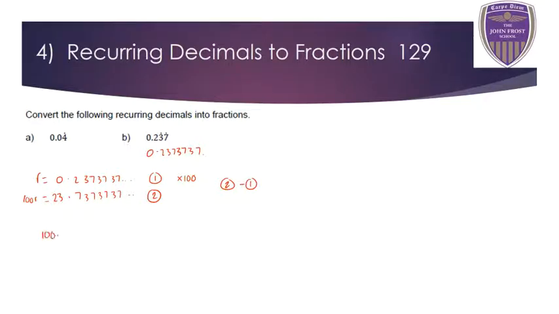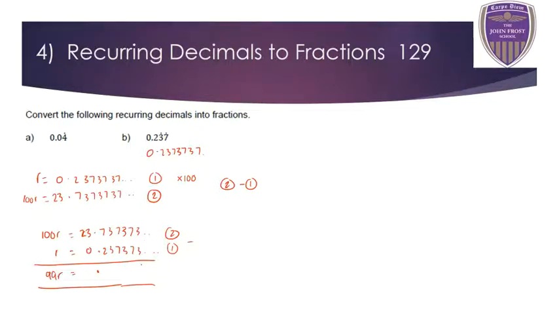So I'm just going to rewrite these out in the correct order. 23.7373, okay, and the first one, R equals 0.237373, etc. Okay, so we're going to subtract these now. Like the first example, we've got our equals in the correct position. We've got our decimal point in line here. 100R take away R leaves me with 99R. And then we can start taking away. So 3 take away 3 and 7 take away 7 until we get to 7 take away 2, which is 5.